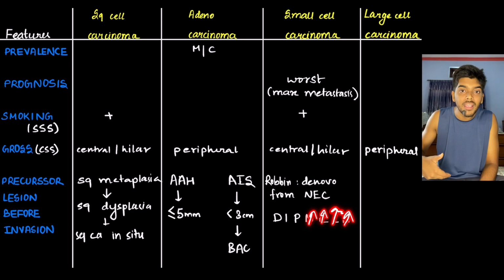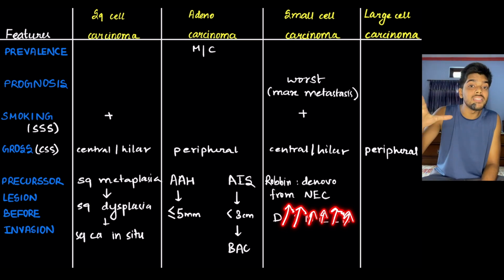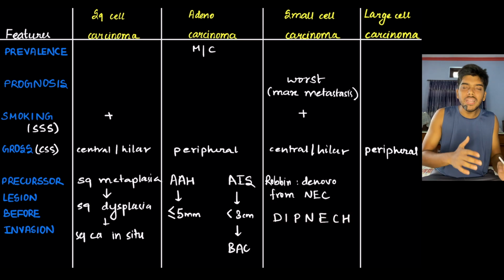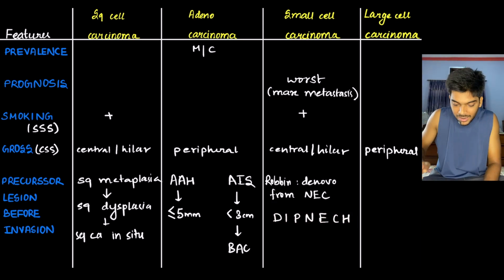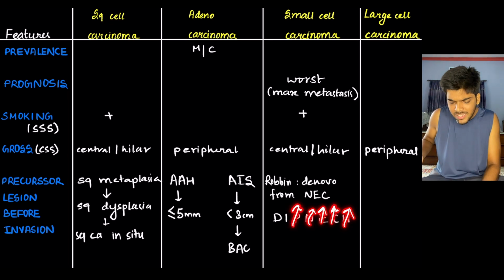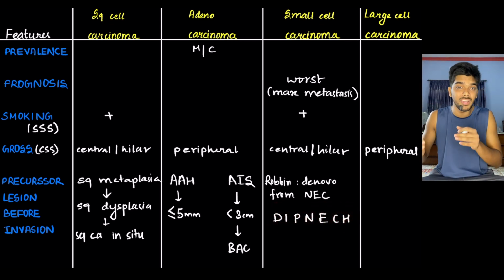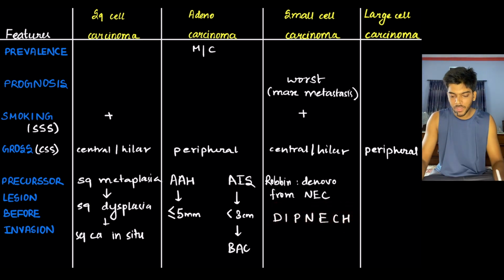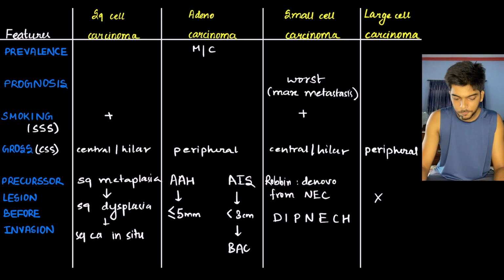Where is the hyperplasia taking place? Within the lung. Because the neuroendocrine cell is within the lung, so pulmonary. The reason is not known, so idiopathic, and the hyperplasia is diffuse, so diffuse idiopathic pulmonary neuroendocrine cell hyperplasia. Again, there is hyperplasia of neuroendocrine cells within the lung, so pulmonary, the reason is not known, so idiopathic, and the hyperplasia is diffuse. Large cell carcinoma, no precursor lesion.